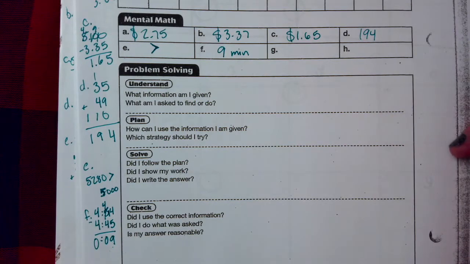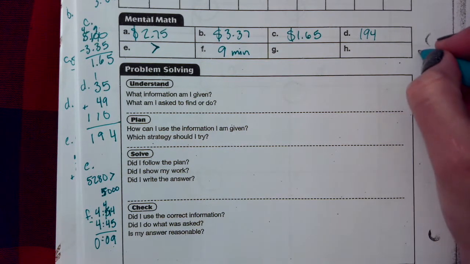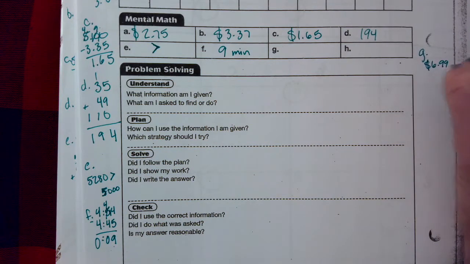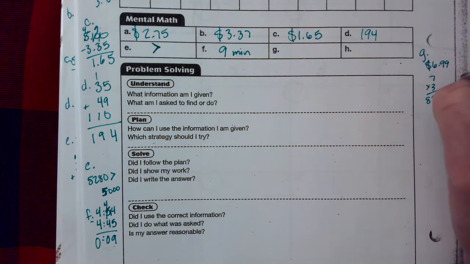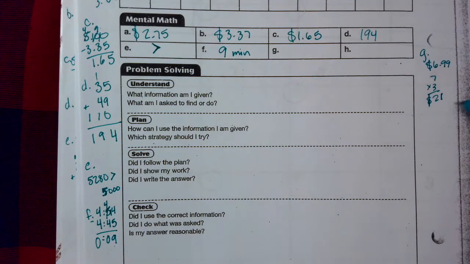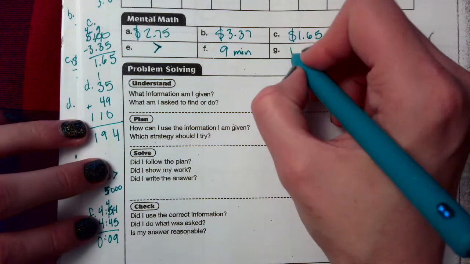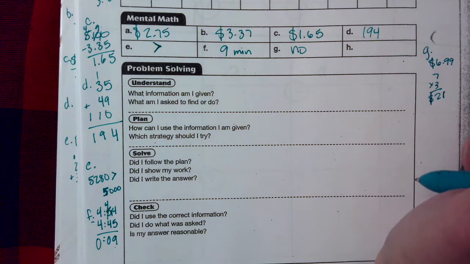G. Jaslyn has $20. Does she have enough money to purchase 3 tickets that each cost $6.99? Well, $6.99, that's only 1 cent less than $7. 7 times 3 is $21. So if she only has $20, does she have enough money to buy those tickets? No. She's about $1 short.